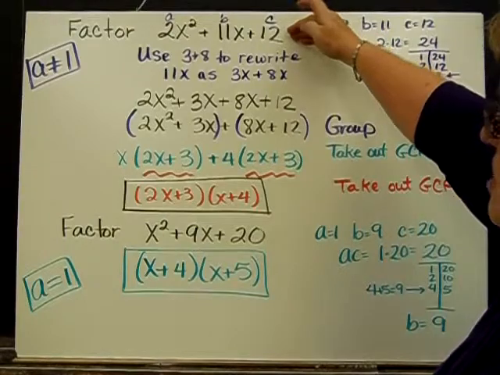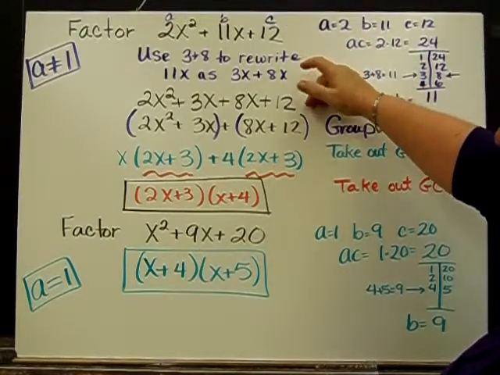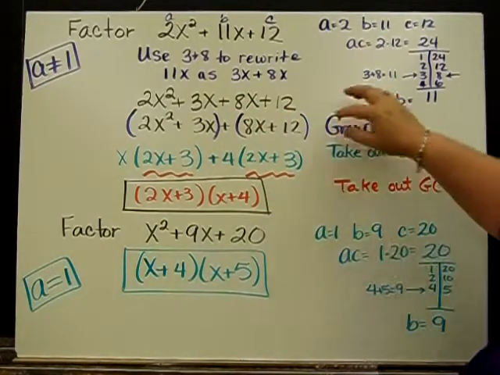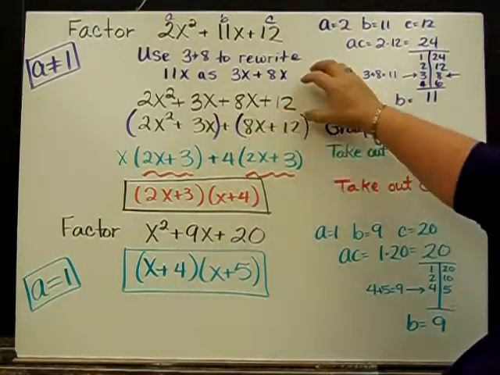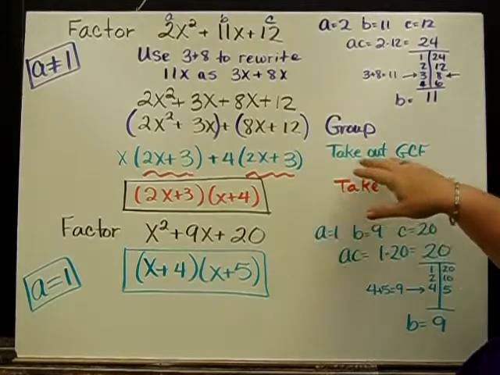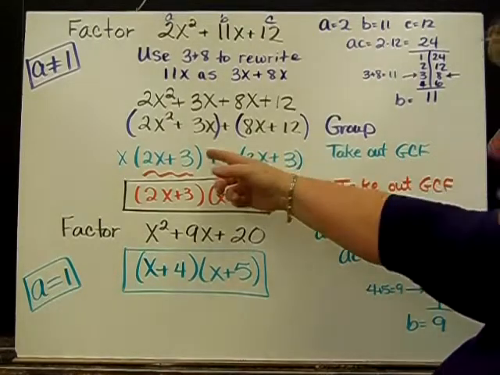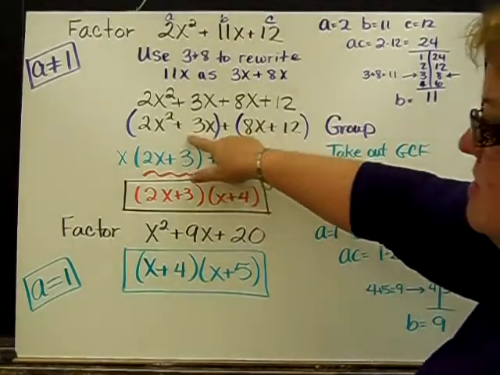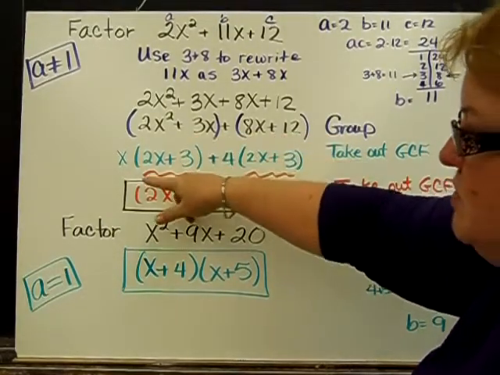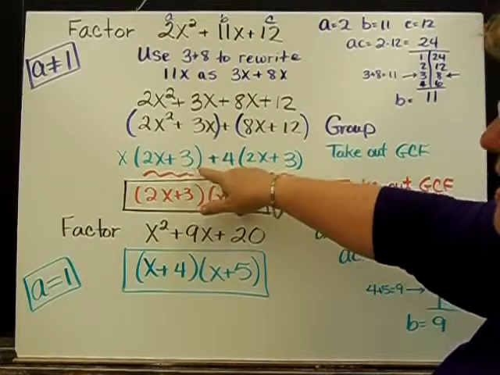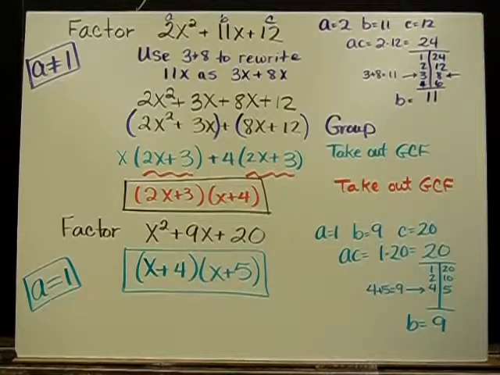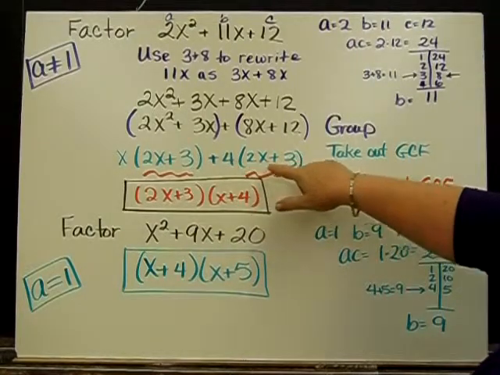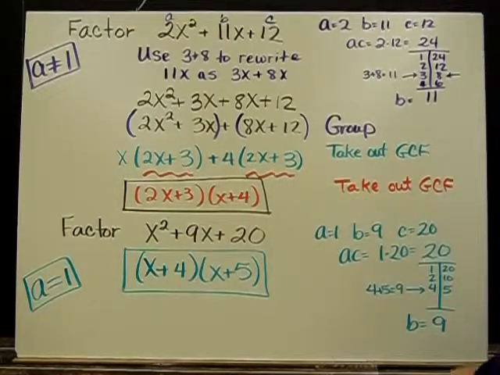So instead of 3 terms, we now have 4 terms because 11x became 2 terms. So we're going to group this. We're going to group the first 2 terms and the last 2 terms together. Then we're going to look for the greatest common factor for just this, and then the greatest common factor for this. So the greatest common factor for this expression was x. So we factored out an x, which left us 2x plus 3. The greatest common factor for this expression is 4. So we factored that out, and that left us 2x plus 3.